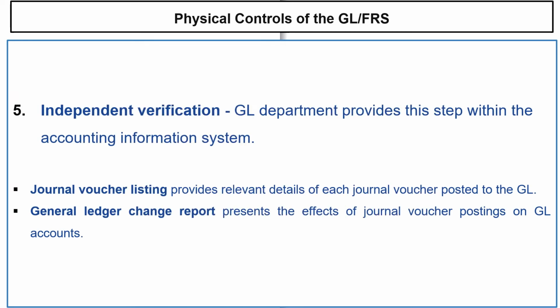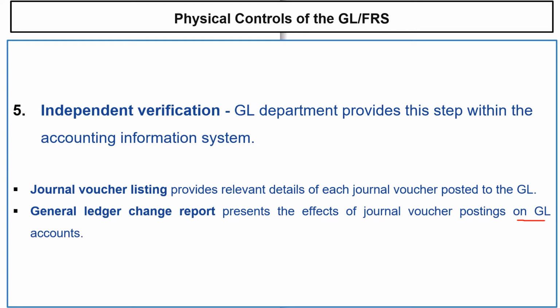Number 5, independent verification. The general ledger departments provide these steps within the accounting information systems, and these 2 steps are preparing the journal voucher listing, which provides relevant details of each journal voucher posted to the general ledger accounts or files. And also general ledger change reports present the effect of journal voucher posting in the general ledger.